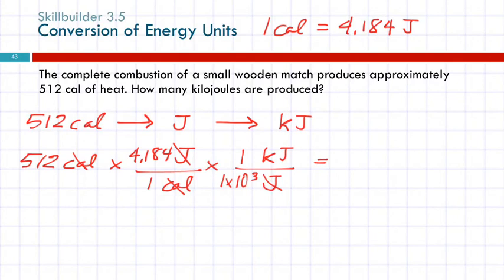I'm looking at my starting number. It has 3 significant figures. This would be 4, and that one's exact. So we'll go with 3 sig figs. 2.14. I'm writing down 2 extras because that's what I do. So 2.14 kilojoules.